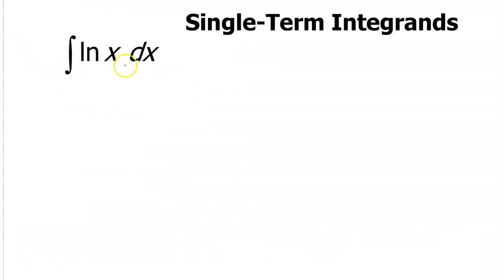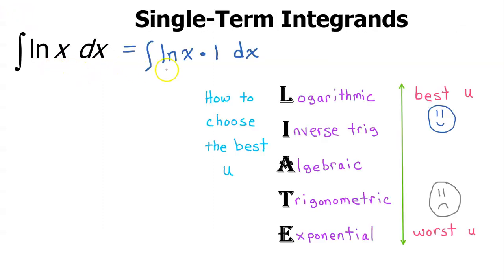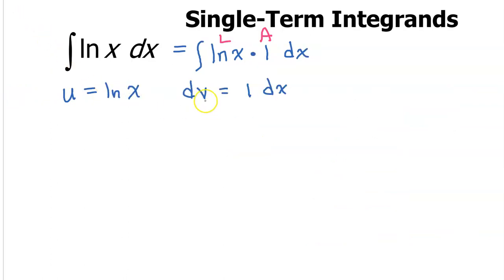We do not know a rule for the integral of natural log x, but we can use integration by parts to find this single term integral. All you have to do is think of it as the integral of natural log x times 1. So we have a logarithmic expression times an algebraic expression. Logarithmic is better than algebraic, so let's let u equal the natural log of x. That means dv will equal 1 dx.